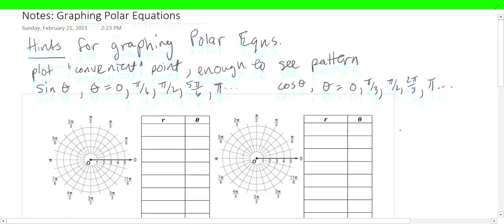So the reason you're using 0 and pi is they're easy, because they're either 0 or 1 for each one of them. You choose pi over 6 for sine because sine is a half there, and you don't want to deal with square root of 3 over 2. You want to use a half. And for cosine, you use pi over 3 because you want cosine to be a half. So let me just fix something.